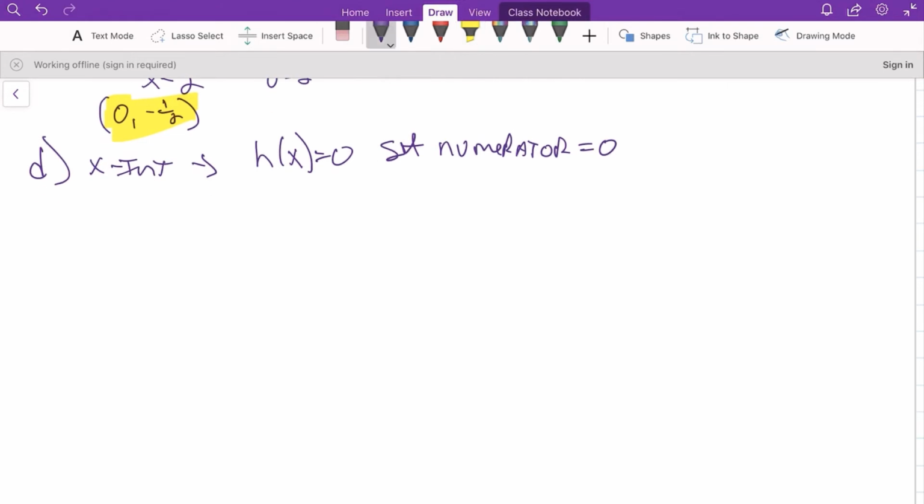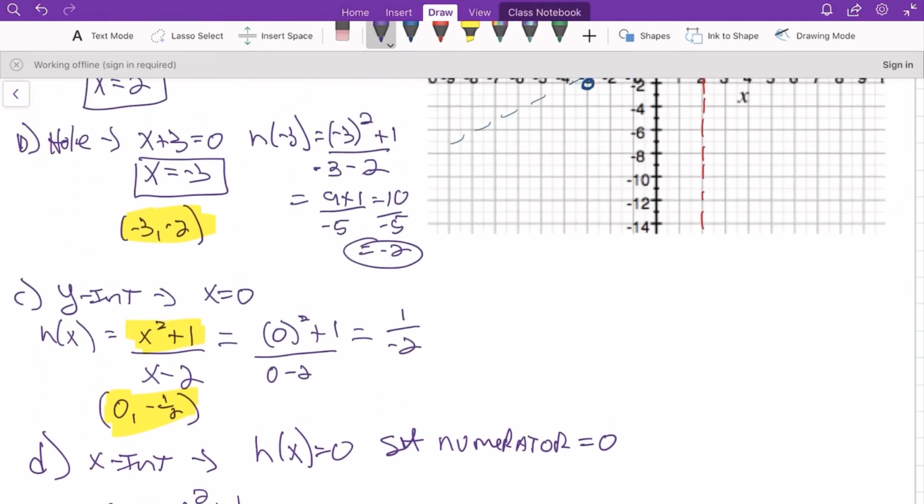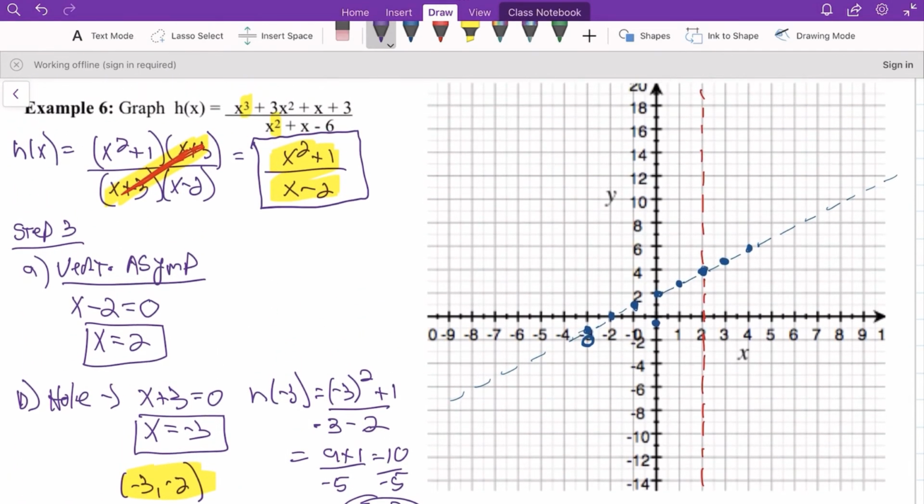So I'm going to have 0 equals x squared plus 1. And we're going to solve this equation. And you can see here, if I subtract 1, we're going to get negative 1 equals x squared. We're going to wind up getting x equals plus or minus the square root of negative 1. And that's going to give us an imaginary number. So that's telling me that my intercepts are imaginary, and we're not going to be able to plot those on our real coordinate system here.